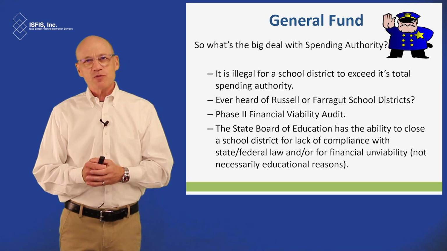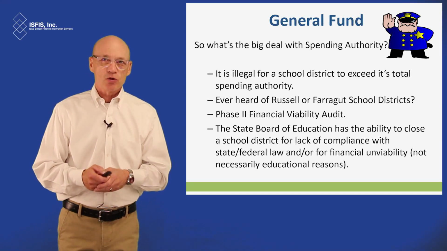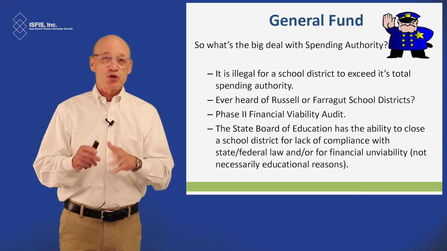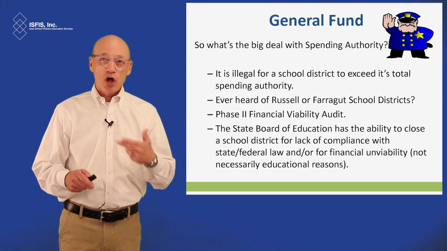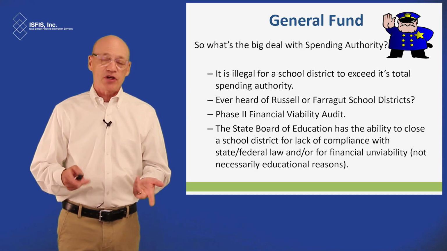So what's the big deal with spending authority? It's illegal for a public school district to exceed its total spending authority. If you've ever heard of Russell or Farragut school districts, you won't anymore. Those districts were closed because they went through a Phase 2 financial viability audit.